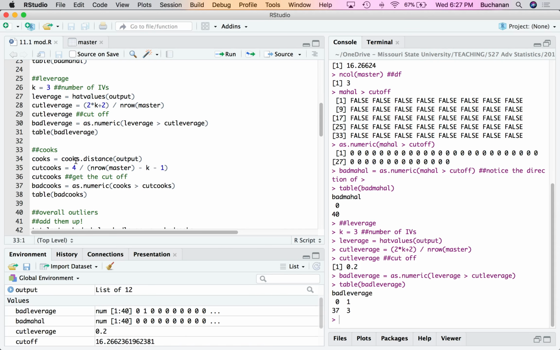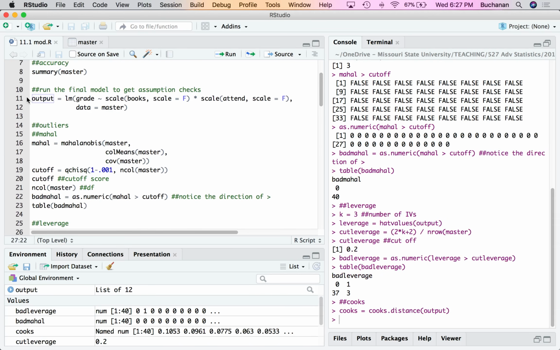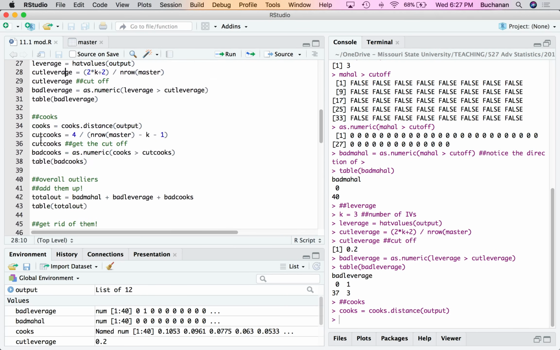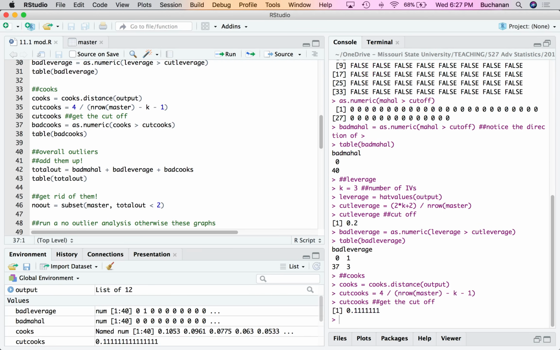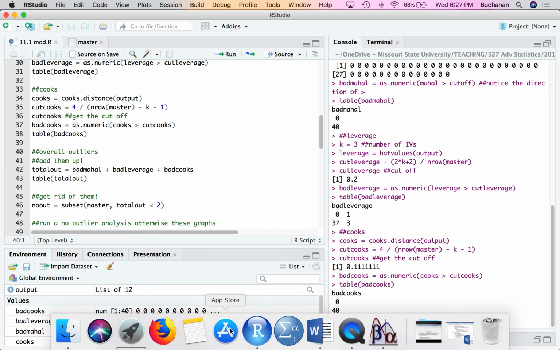Now let's look at Cooks. Cooks is a measure of leverage and discrepancy, so we're going to do cooks.distance. And all of this is being calculated on that output we created by running the final regression model. So there's no fake regression in this particular example. That's only for ANOVA type designs. For our cutoff score, whoops, come down here to Cooks, it's 4 divided by n minus k minus 1, which is degrees of freedom residual for our model. Okay. Our cutoff score is 0.11. I can tell I'm doing this right because it's close to leverage and it's small and positive. And I have no outliers on that particular measure.